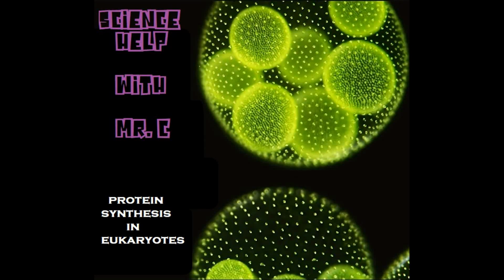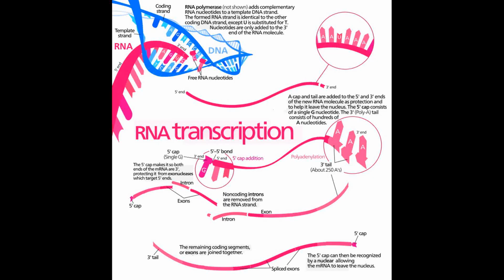Protein synthesis in eukaryotes. The first stage is called transcription. Firstly, the DNA is opened by the enzyme DNA helicase. The promoter region, known as the TATA box, is identified by the enzyme RNA polymerase, which then binds to the promoter. The DNA code on the template strand, otherwise known as the antisense strand, is the only strand used.